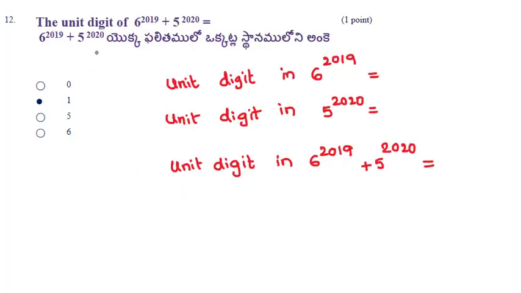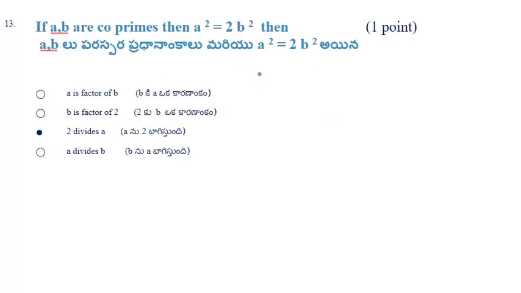Here we have to find the unit digit in 6 power 2019 plus 5 power 2020. Already we know that the unit digit in 6 power n, where n is a positive integer, ends with 6. So unit digit is 6. The same is applicable for 5 power 2020. So the unit digit is 5. So the unit digit in 6 power 2019 plus 5 power 2020 is 6 plus 5 equals 11. So the unit digit is 1. So the answer is 1.